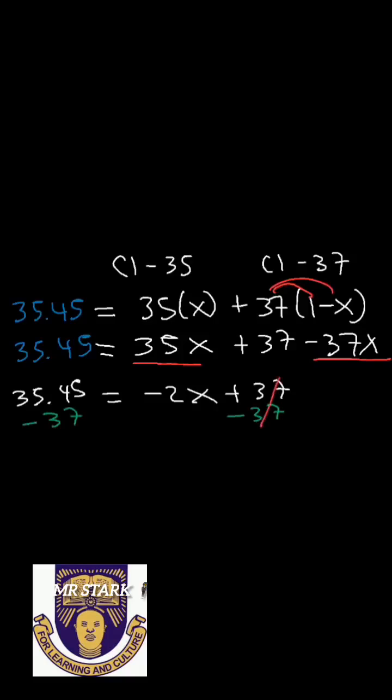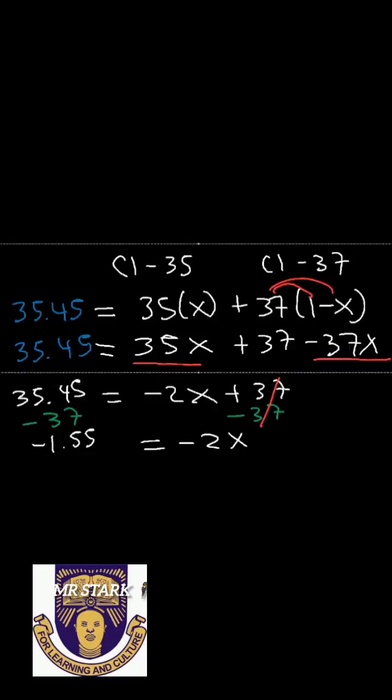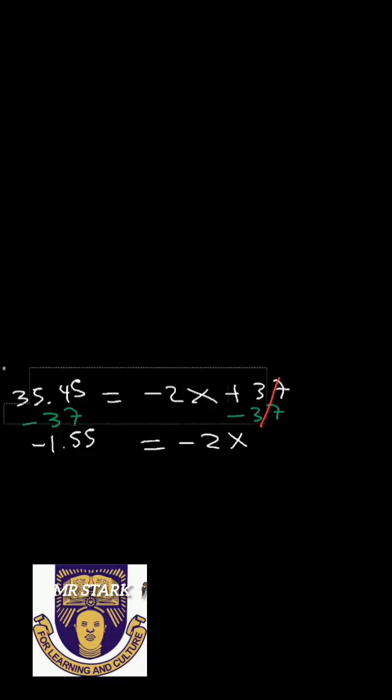So these two will cancel. On the right side, we have negative 2x. On the left side, 35.45 minus 37 is negative 1.55. I'm not sure what just happened there.